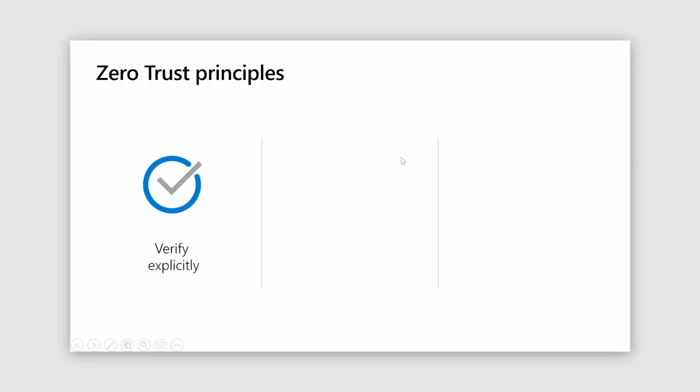The first principle is to verify explicitly. Ensure that you're verifying every element of the access, like the user, the location that they're coming from, the device, whether the device is healthy, the application that the user is going to, whether it's a highly sensitive application or not, or the kind of data that the user is trying to access. Once you verify every element of the access, you want to grant least privileged access. Using just-in-time and just enough access, you can make sure the user has access to only the right resources at the right time.